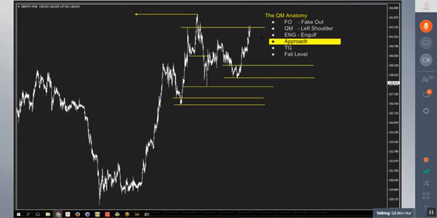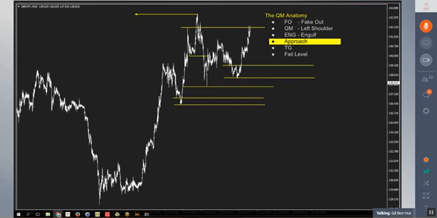Okay, so in this level, we can decide what we want to do. We have about two options here. We can trade it in a touch trade, meaning once price hits this line, then we're in a trade. But we can also look for a confirmation.